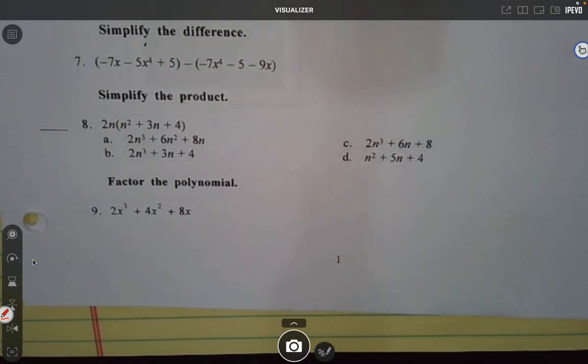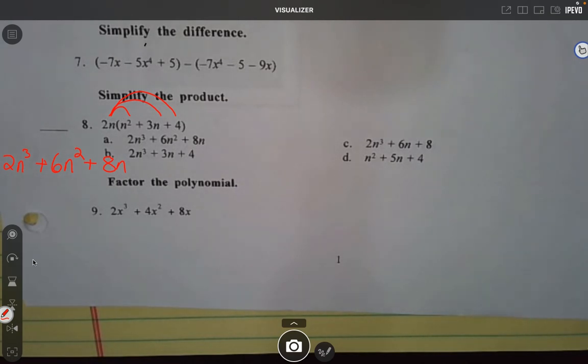Alright, if I have 2n times n squared, 2n to the third. Notice now my exponents are changing, okay? Not until problem number 8. Alright, then 2n times 3n. 6n to the second. A positive 6n to the second. I'm just multiplying, okay? And then 2n times 4. 8n. Okay? And, oh yeah, so that's A. Sorry, I didn't say what answer choice it was. Are we good with that one?